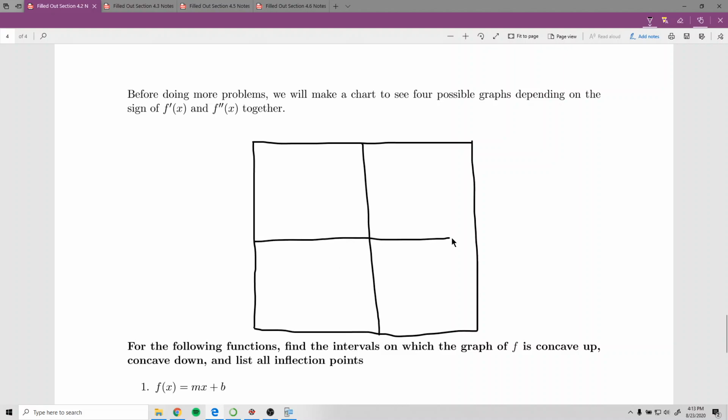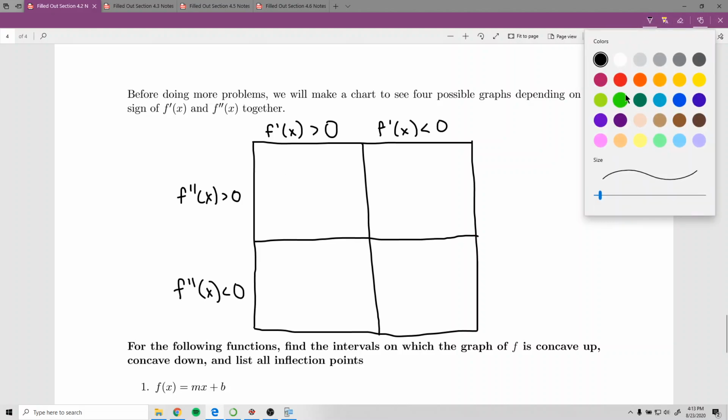So I'm going to make 4 options here. The top is going to be talking about the first derivative. The first one will be where it's positive and where it's negative. And then the vertical side, this will be about the second derivative. The top one will be where it's positive and where it's negative. What I'm going to show you is what the picture of each one looks like. And these are just very general shapes, but they'll all make the same shape.